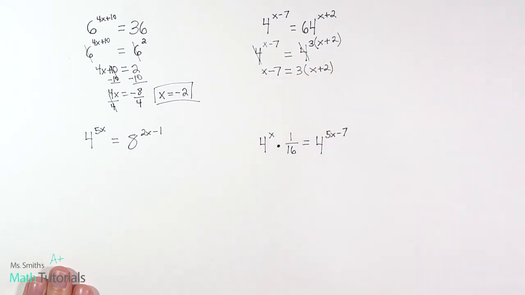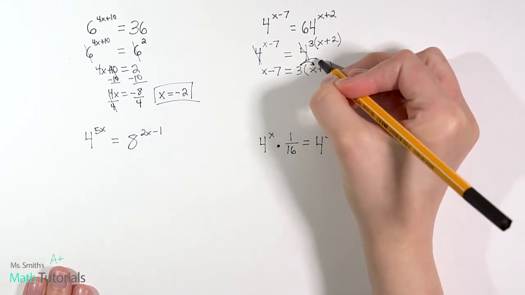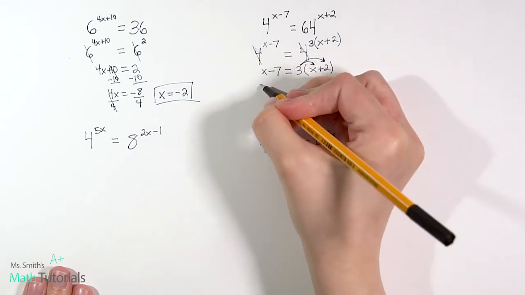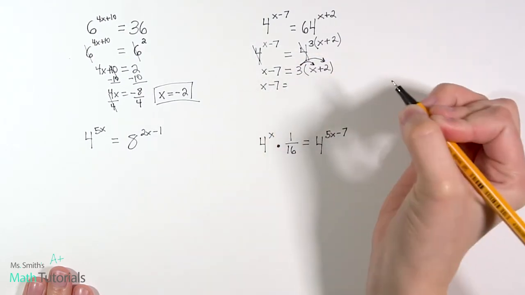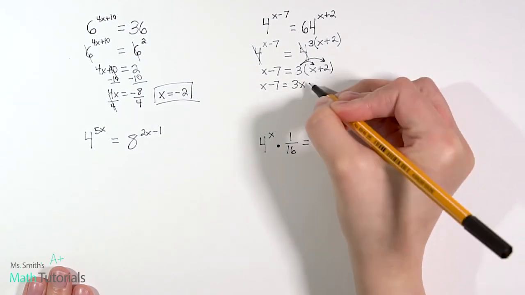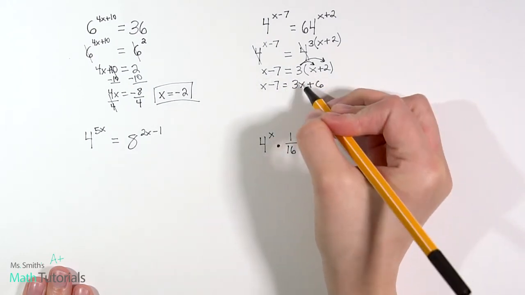And I would solve this as usual. I've got parentheses there, so I need to definitely distribute that 3 to the parenthesis set. So I've got an x minus 7 here equals 3 times x is 3x. 3 times 2 is positive 6. I want to get my x's together, so I'm going to take the smaller and move it to the larger.